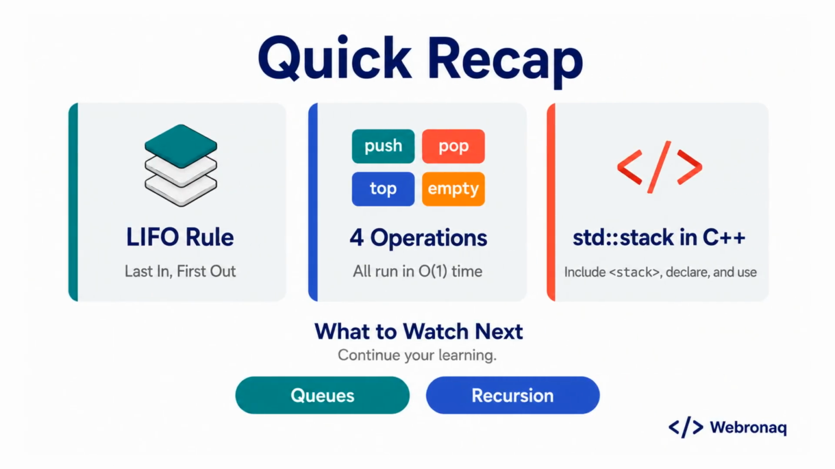Alright, let us bring it all together. A stack is a LIFO data structure. Last in, first out. The 4 core operations are push, pop, top, and empty. Every single one runs in big O of 1, constant time. In C++, you get a ready-made stack through std::stack in the stack header. No need to build one from scratch. Stacks power function call management, undo and redo systems, and bracket validation, just to name a few. If this clicked for you, the natural next steps are queues, which flip the order to FIFO, and recursion, which relies directly on the call stack you now understand.